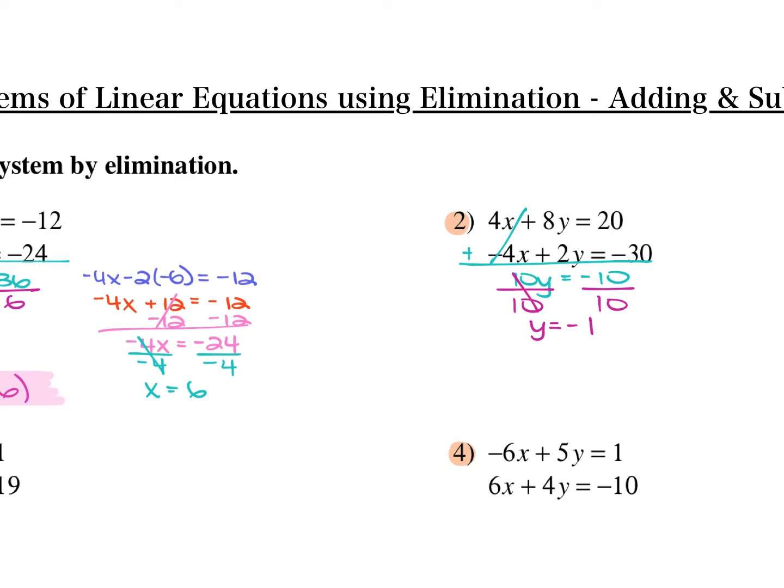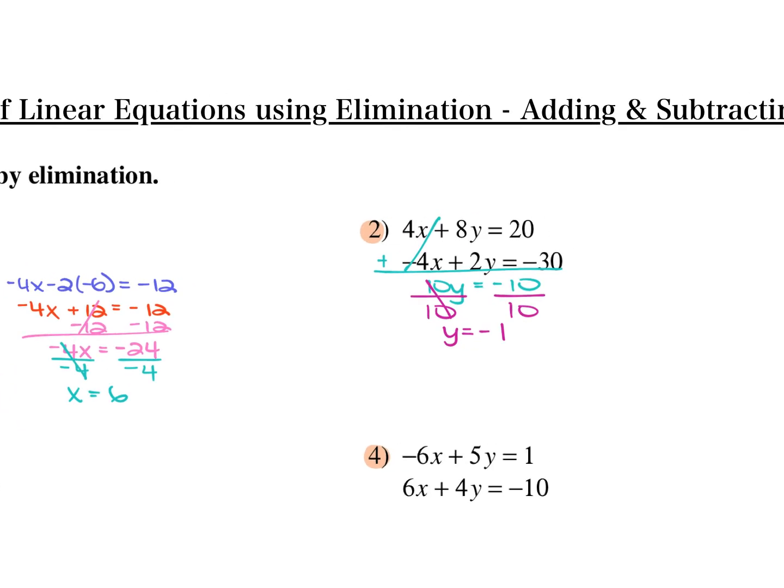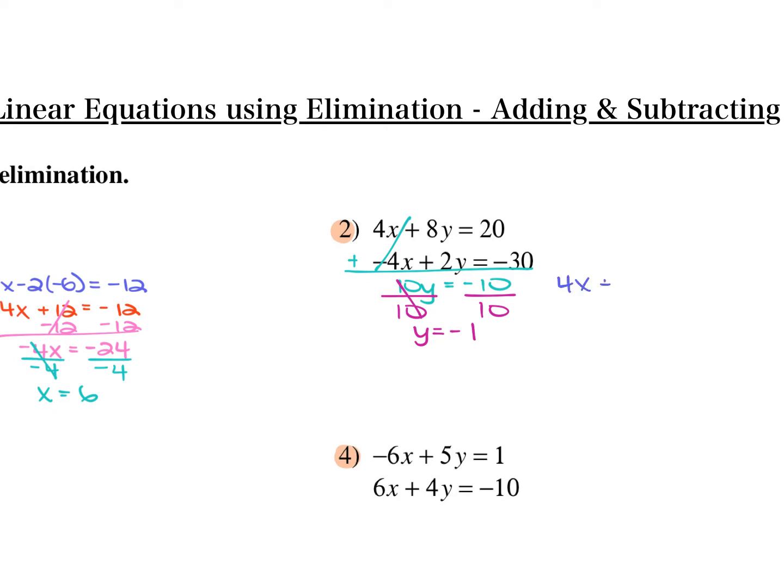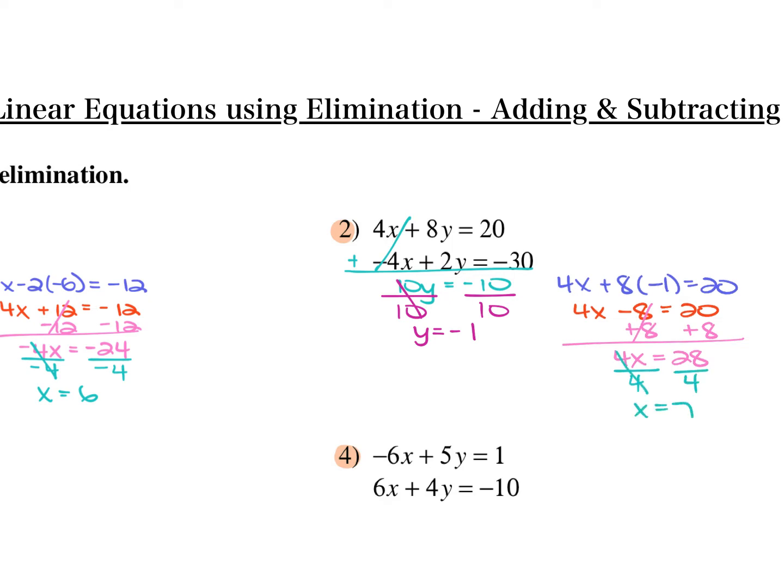From here, which equation do you want to use to plug that negative 1 in for y? Top or the bottom? Top one. So that's going to give us 4x plus 8 times negative 1 is equal to 20. The 8 times negative 1 is negative 8, so that's 4x minus 8 is equal to 20. We add the 8 to both sides. We get 4x is equal to 28. Then we divide each side by the 4 to get x by itself, and x is 7. If x is 7, y is negative 1. The ordered pair, that's your solution, is 7, negative 1.